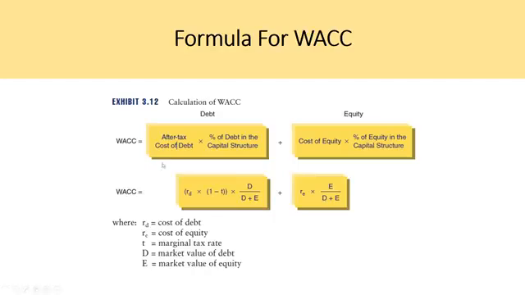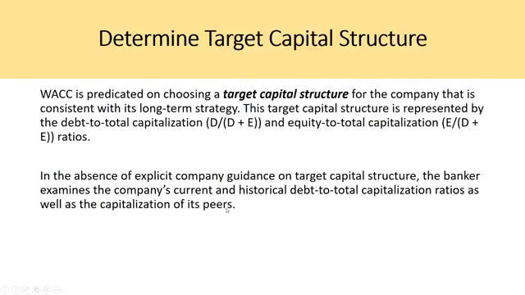And so we then multiply that by the tax-affected cost of debt, and then we add that to the cost of equity times its weighting in the overall cost structure of the company to get our weighted average cost of capital. So the weighted average of the after-tax cost of debt and the cost of equity.